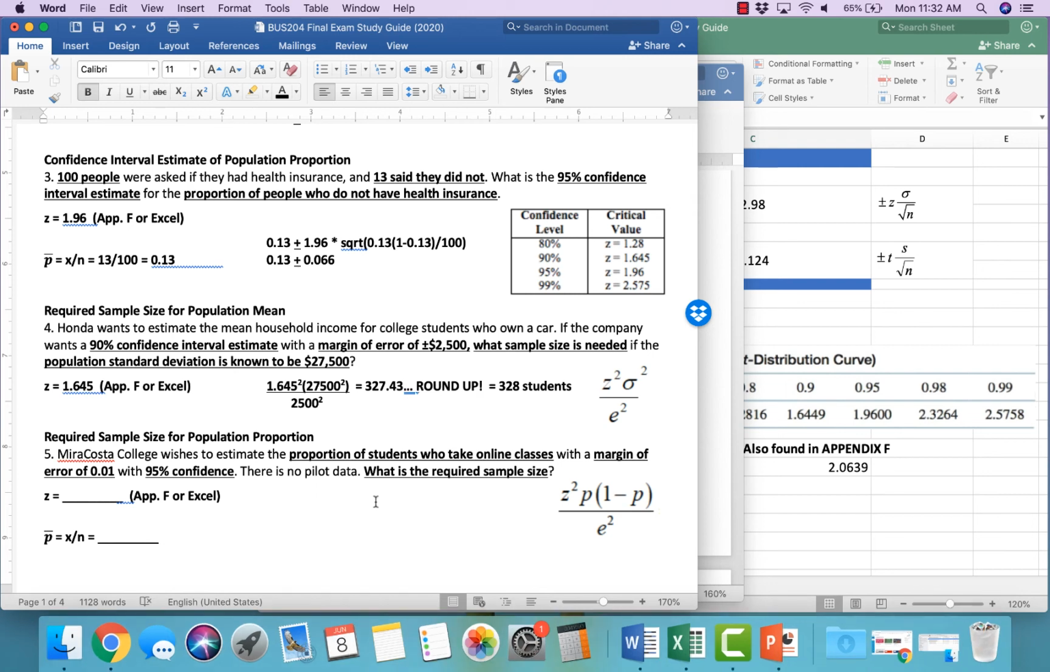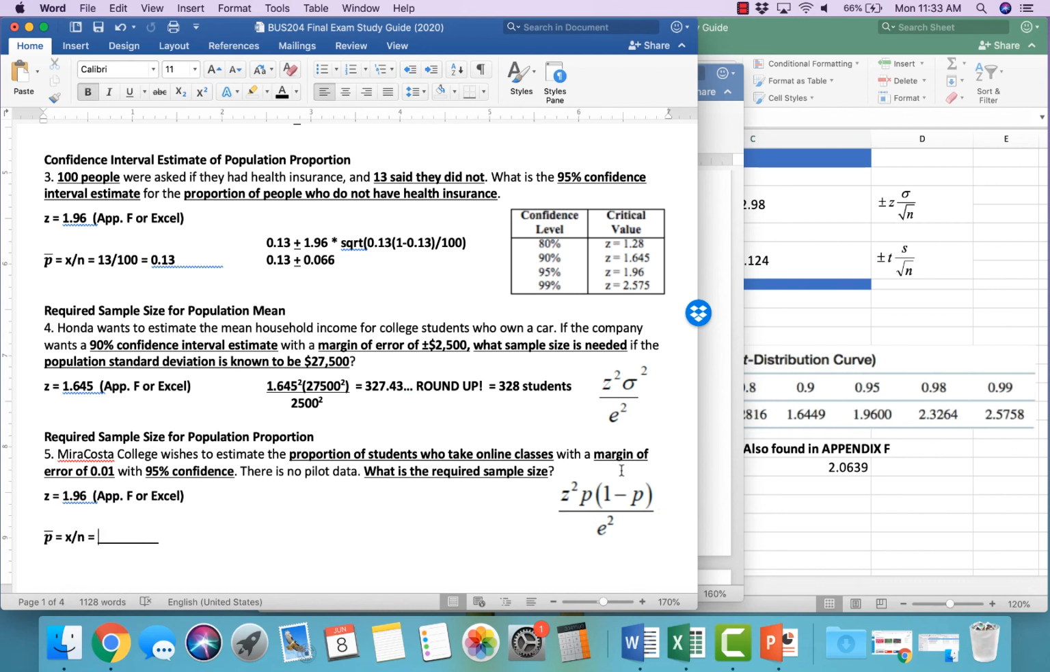Problem number 5, MiraCosta College wishes to estimate the proportion of students who take online classes with a margin of error of 0.01 with 95% confidence. There is no pilot data. What is the required sample size? So here we have a 95% confidence, so my z-value is going to be the 1.96.